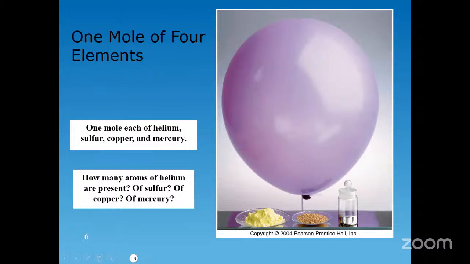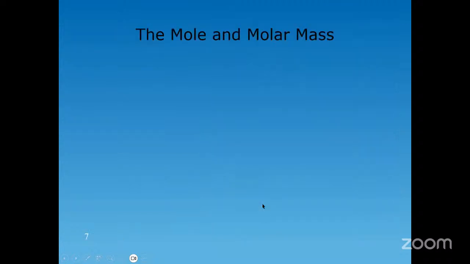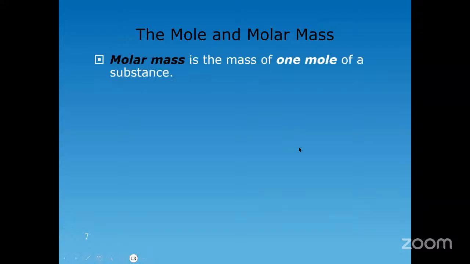So just to give an idea as to what 1 mole looks like for different substances, what you're looking at here is 1 mole of each of these substances: sulfur, copper, mercury, and helium, all right? And the question being asked here, how many atoms of helium are present? Avogadro's number, 6.02 times 10 to the 23. And the same answer will be true for sulfur, for copper, and for mercury, right? So the answer to all of these here would be Avogadro's number. Okay, so we talked about the mass earlier.